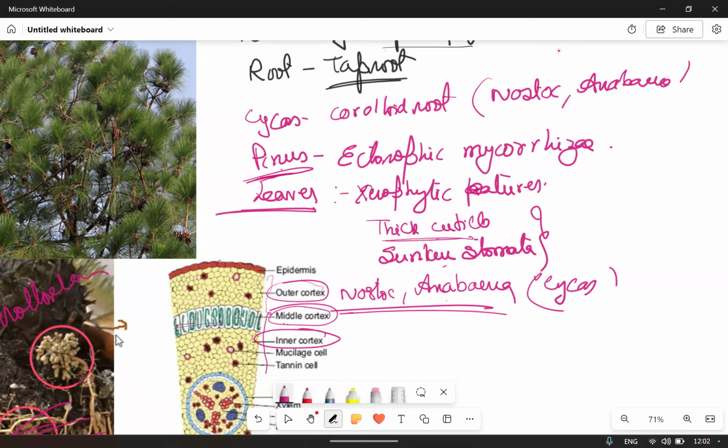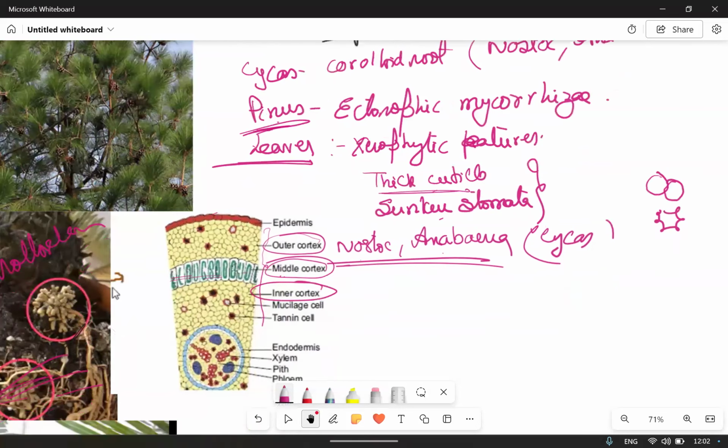Parenchyma is normally like this, no? But here the parenchyma is armed parenchyma. We can see the armed parenchyma. And transfusion cells are present, and the albuminous cells are present. These are all xerophytic adaptations in gymnosperms. The leaves are showing xerophytic features.